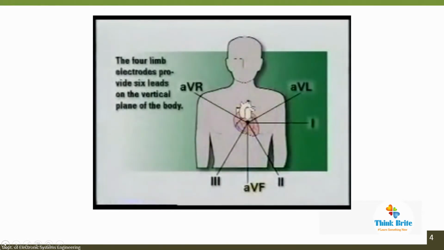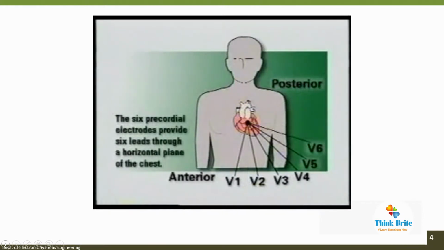The 4 limb electrodes provide a total of 6 leads: leads 1, 2, 3, AVR, AVL, and AVF. All limb leads provide a view on the vertical or frontal plane of the body. The 12-lead ECG adds 6 views through electrodes placed on specific points on the chest wall. These chest leads, also called precordial or V leads, provide a view on the horizontal plane of the heart.